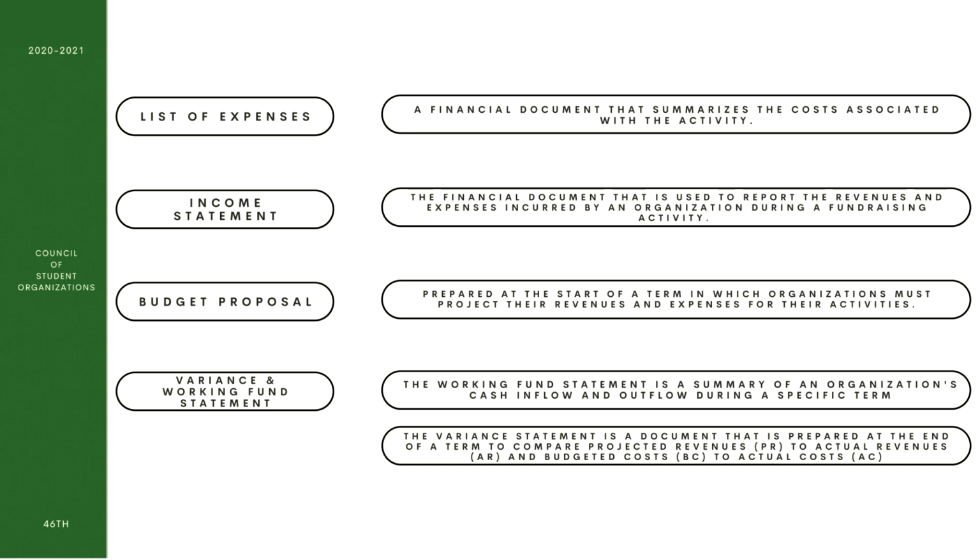Budget proposal: this is prepared at the start of a term in which organizations must project their revenues and expenses for their activities. Variance and working fund statement: the working fund statement is a summary of an organization's cash inflow and outflow during a specific term, whereas the variance statement is a document that is prepared at the end of a term to compare projected revenues to actual revenues and budgeted costs to actual costs.